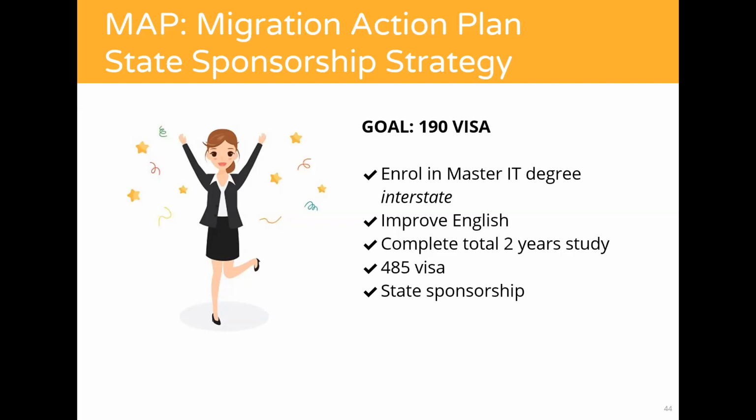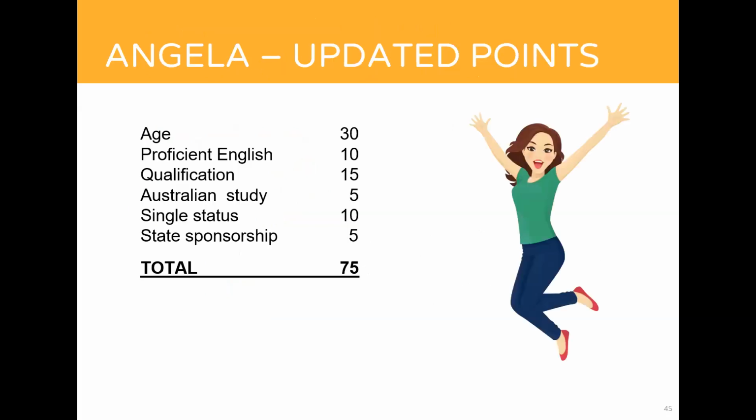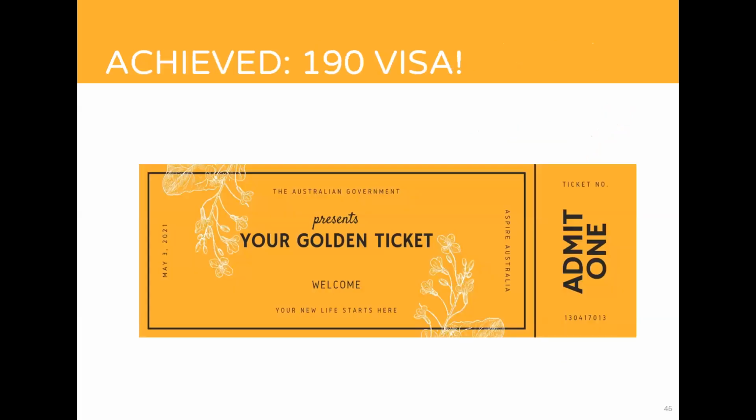While she's studying, she's improving her English. She's completed her 2 years study and applied for the 485. But she's also eligible to apply for the state sponsorship. So because she's applying for the state sponsorship, it doesn't really matter how many points she has, but this is how her points tally looks now. So while 75 would not be enough for the 189 visa, most likely, because she has met the specific state criteria, which is study and live in the state for 2 years, she's going to be selected and she gets the golden ticket to apply for the 190.